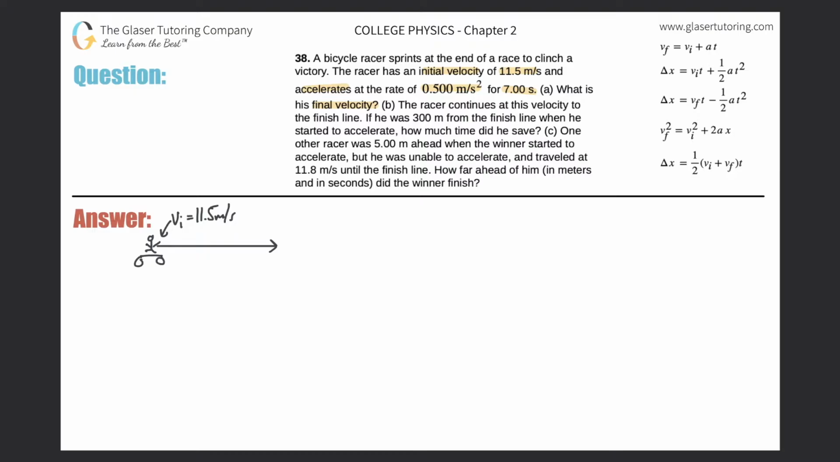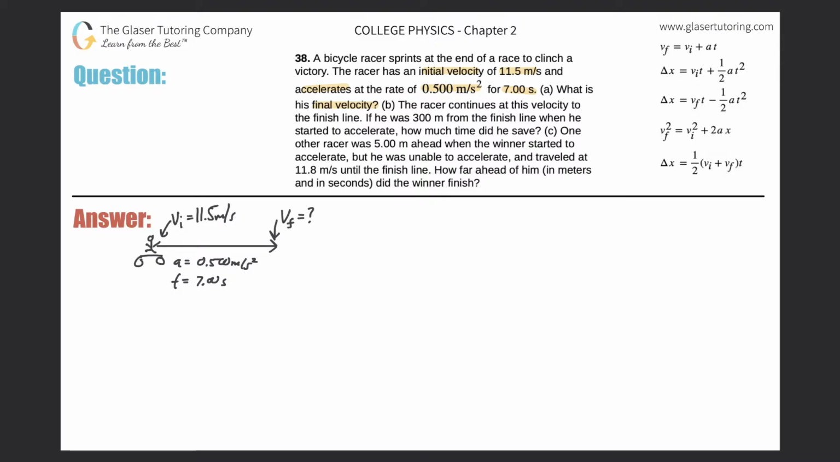Okay, and he's accelerating now because he's trying to win the race. So his acceleration now is going to be 0.500 meters per second squared. And he's going to be accelerating at 0.5 meters per second squared for 7 seconds, so the time value here should be 7.00 seconds. Okay, and what we're looking to find now, at the end of this, is the final velocity. All right, so do we have an equation now?